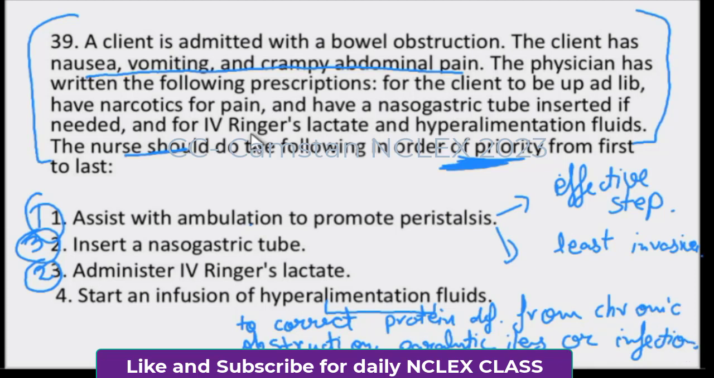Right. So the correct priority order is, first the nurse has to assist the client with ambulation to promote peristalsis, because it's an effective procedure and the least invasive procedure. After that, the nurse has to administer IV Ringer's lactate to correct fluid and electrolyte imbalance in the client. After that, the nurse has to insert a nasogastric tube to reduce gastric secretion. The last is starting an infusion of hyperalimentation fluids to correct protein deficiency. Right.